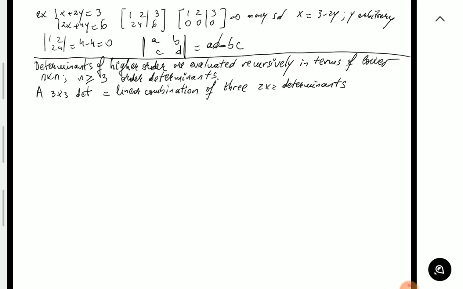right? That means once I know how to compute the 2 by 2 determinant, with this cofactor expansion, which I'll define in a minute, any 3 by 3 determinant essentially involves the computation of 3 2 by 2 determinants. And then the recursion follows the same pattern. A 4 by 4 determinant is going to be the linear combination of 4 3 by 3 determinants.